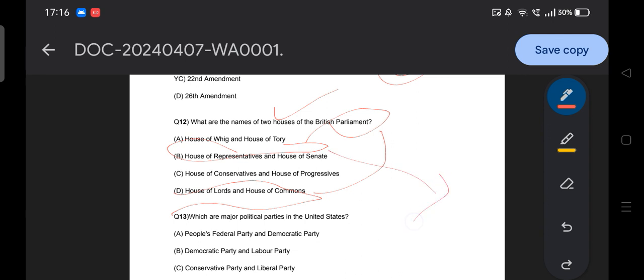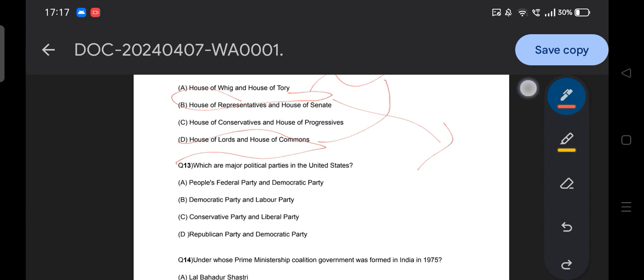As I mentioned there, basically the different legislative houses, like we have Rajya Sabha and Lok Sabha, upper house and lower house. Lower house is Lok Sabha, upper house is Rajya Sabha. Similarly, USA has the House of Representatives and Senate, and in the UK they have the House of Lords and the House of Commons. So we need to cover this on a comparison basis, because it is all about comparative politics.